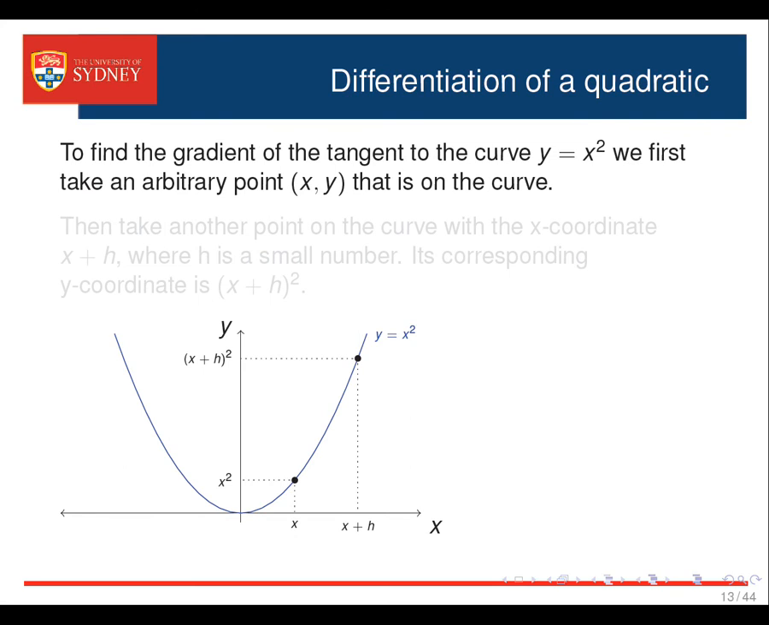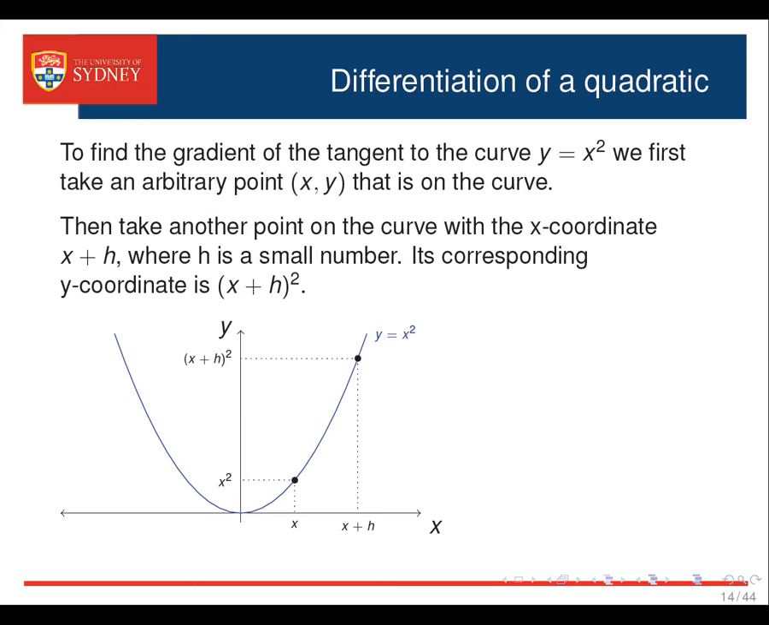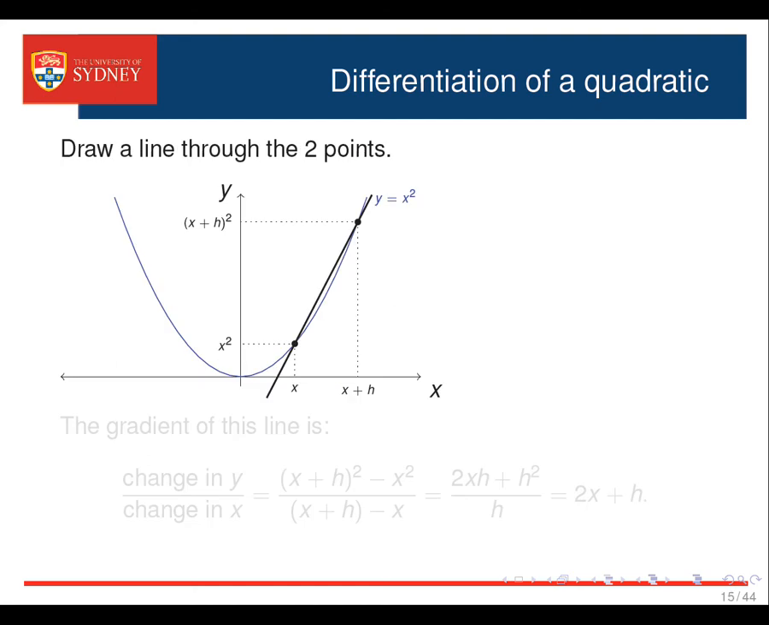Let's consider the curve y equals x squared. First, take an arbitrary point (x, y) that is on the curve. The corresponding y value will be x squared. Then take another point on the curve with the x-coordinate as x plus h. Its corresponding y-coordinate is the square of x plus h. Then draw a line through these 2 points.